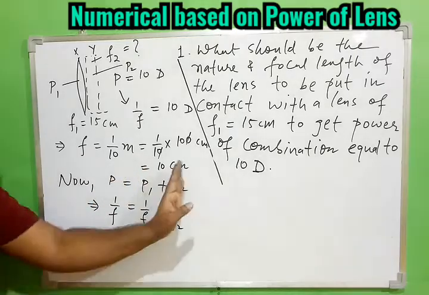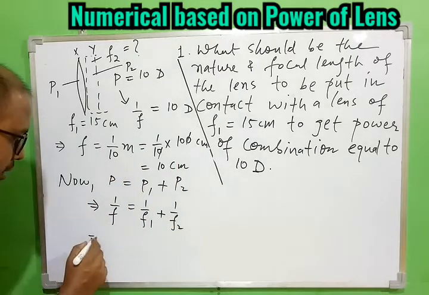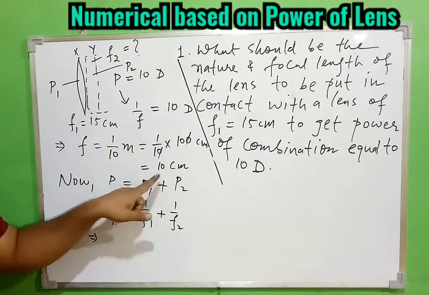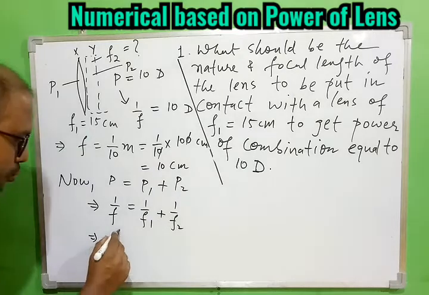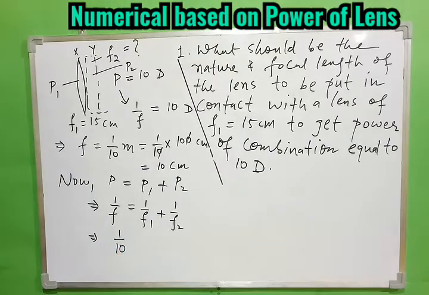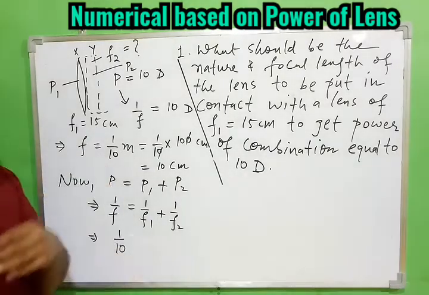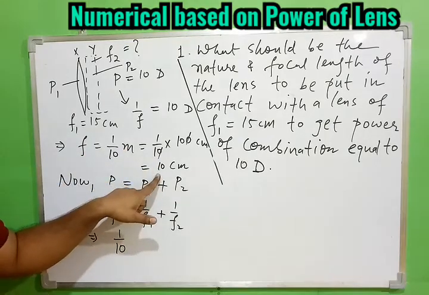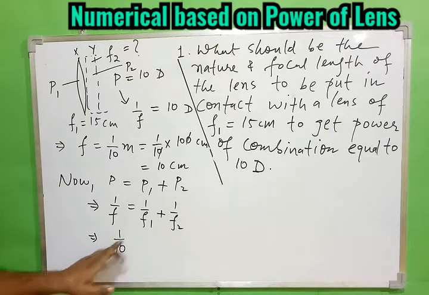So P1 will be 1 by F1, P2 is 1 by F2, and 1 by F we have already calculated. So finally we are getting F as 10 centimeter. So put this value as 10. Be alert what units we are taking. Here we have already converted the focal length into centimeter. That's why I'm taking 10. So now whatever answer we get will be in centimeter only.